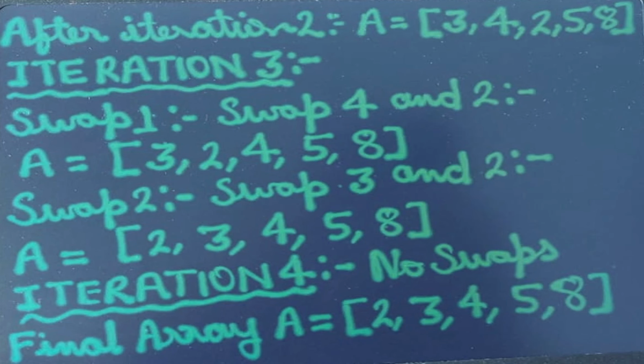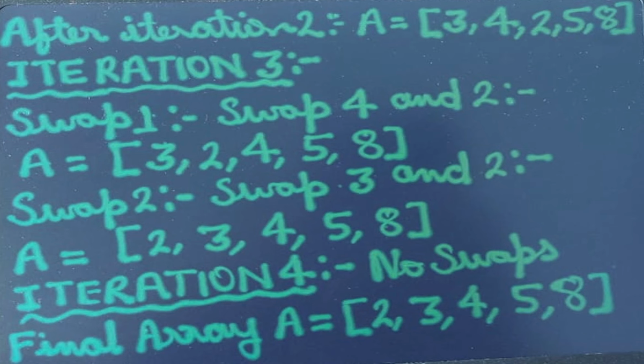Now, iteration number 3. In iteration number 3, remaining sorting is done. So, in first swap number 1, we will swap 4 and 2. And after swapping elements 4 and 2, our array will become equal to 3, 2, 4, 5 and 8. Swap number 2. In swap number 2, we will swap elements 3 and 2. After swapping elements 3 and 2, our array A will become 2, 3, 4, 5 and 8.